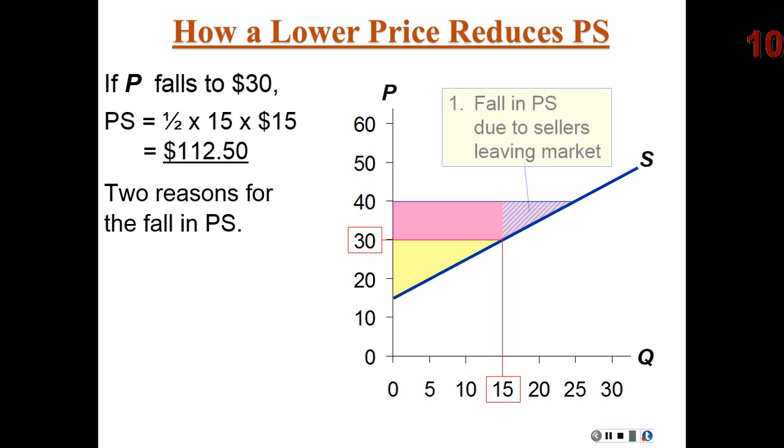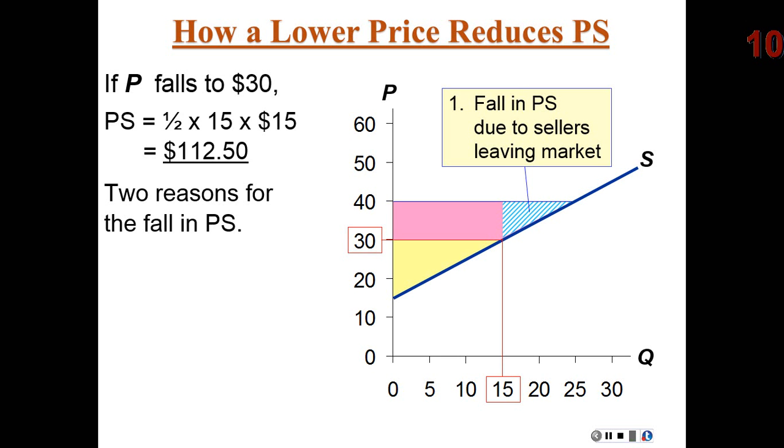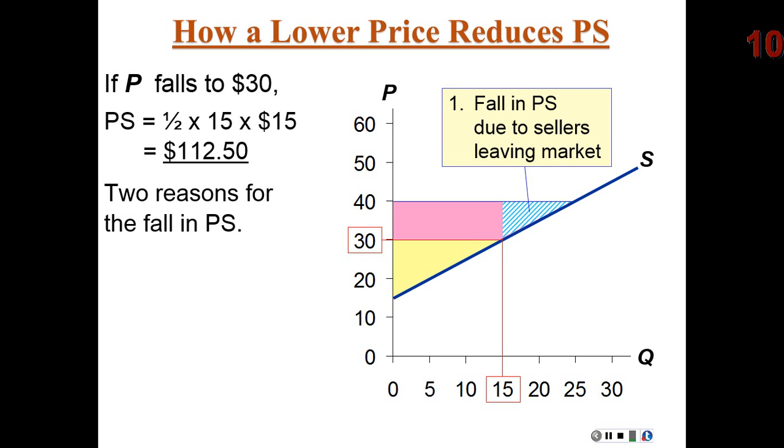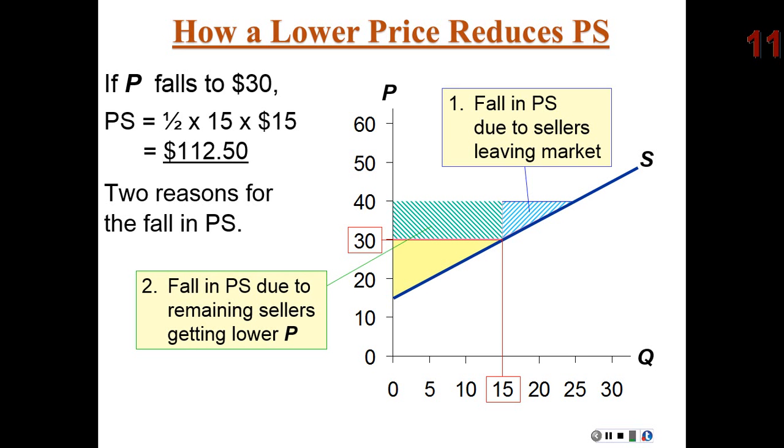So producer surplus would go down, and it would go down for two reasons. First of all, some sellers have a cost structure greater than 30, so they would not be willing to supply the product at a price of 30. They would leave the market, and we lose that producer surplus. But also, even for the producers who remain in the market, they are now getting a lower price, and that cuts into their producer surplus. Even though they're still supplying, they are obviously worse off because of the lower price.